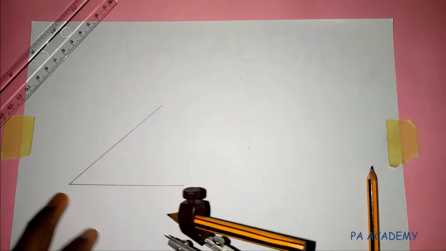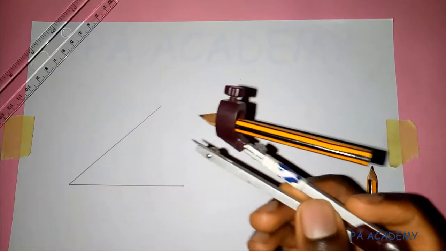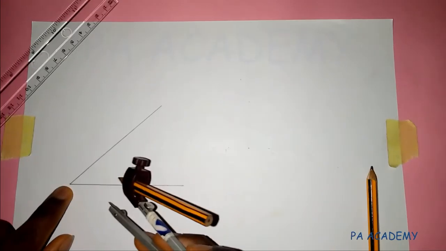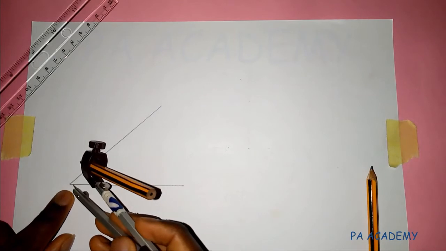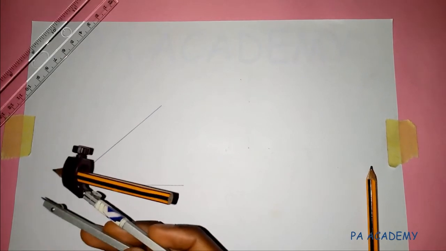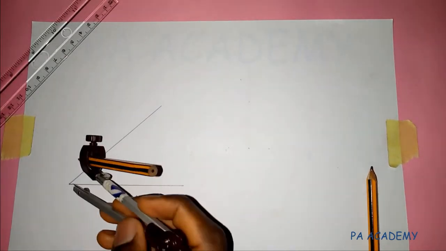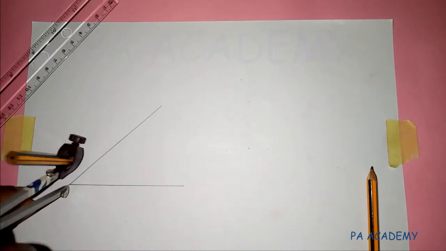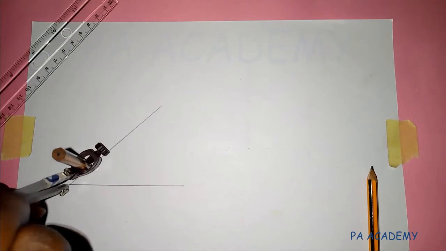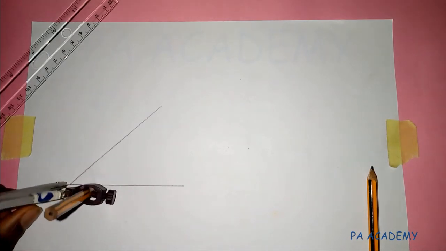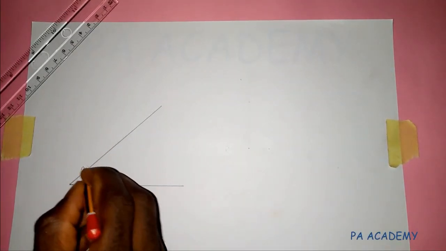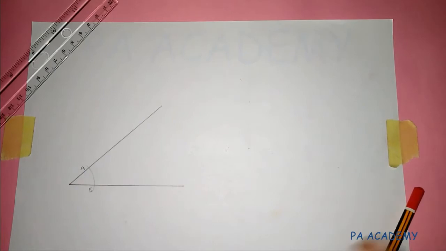So after you have your angle like this, you just pick your compass at any convenient length. From the point where they are meeting, from the angle itself, you place your compass at that point, and then you draw an arc to cut both lines that form the angle. So let's call this point A and let's call this point B.